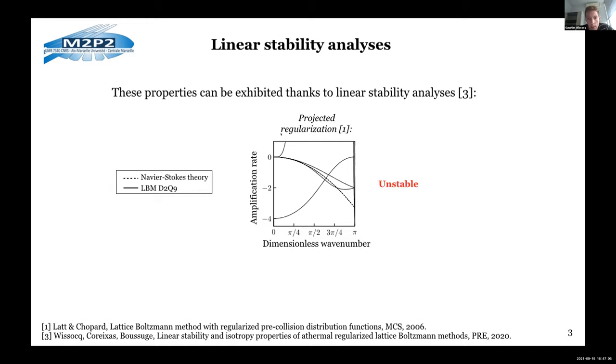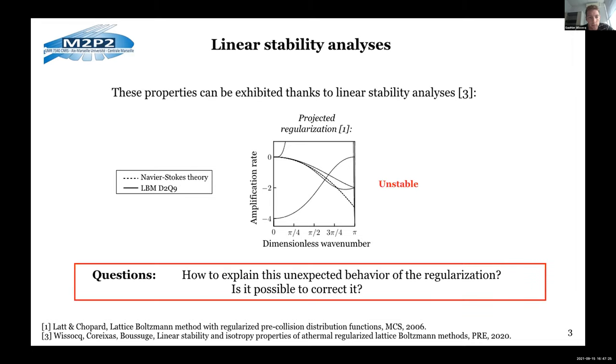And we can see that there is one mode here, which has a positive amplification rate for any wave number, which is at the origin of the instability. So here we can recover the instability of the model, which is at the origin of the instability of the convected vortex test case. So these observations raise two questions: first, how can we explain this unexpected behavior of the regularization? And then, is it possible to correct it in order to improve our model?